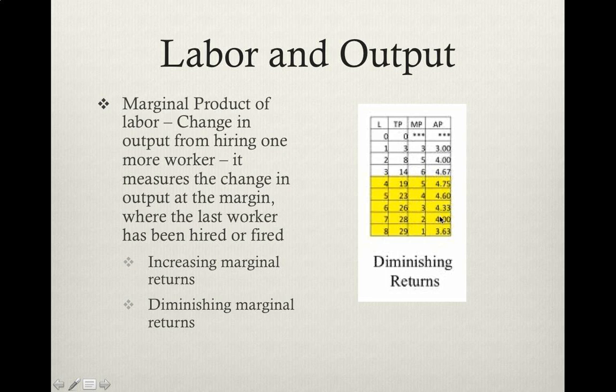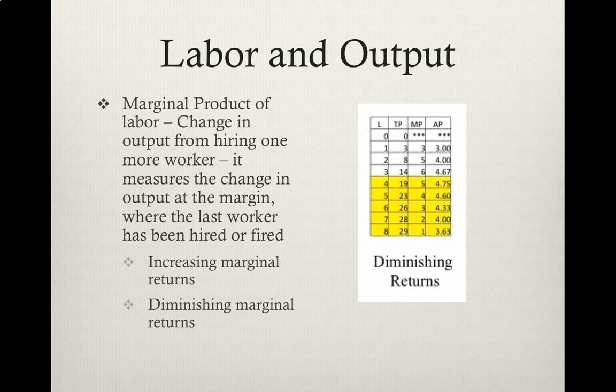Average product, all we're doing is saying, on average, how many is each of our workers making. So if we have one worker making 3, then on average he's making 3. If we have 2 workers making 8, on average each one of them is making 4. If we have 3 making 14, on average they're each making 4.67. So you can see what happens is when we have 8 workers, on average each one of them is making 3.64.